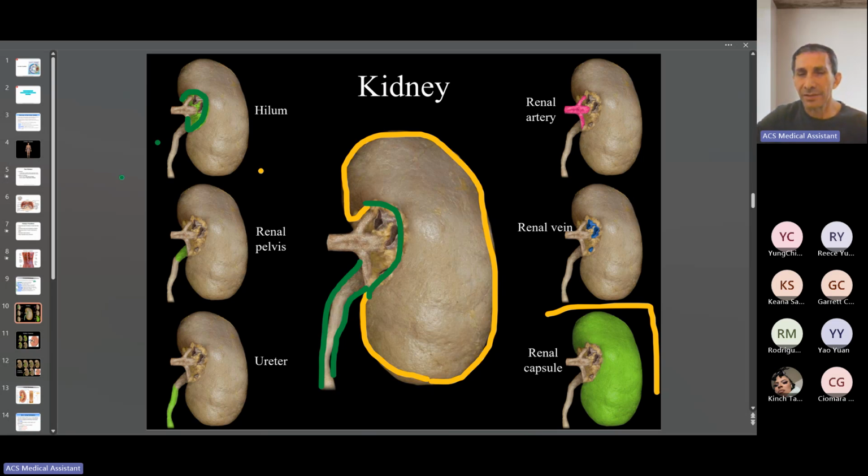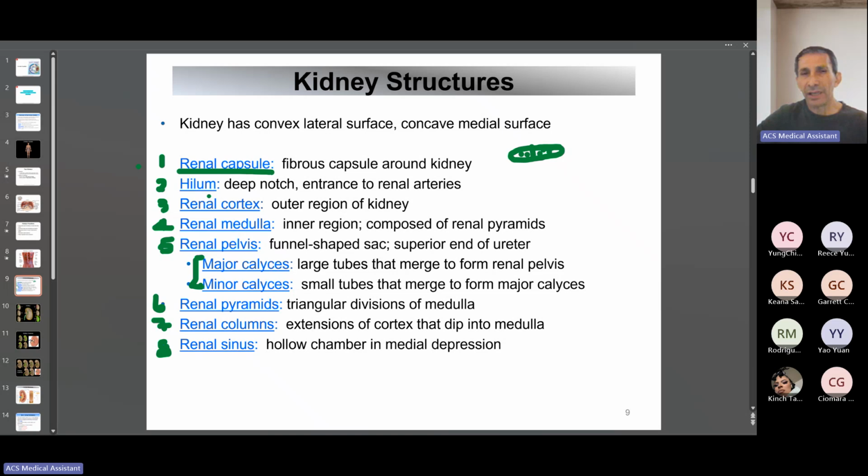So let's review that. The hilum, see, is a deep notch, the entrance for the renal arteries and the renal pelvis, or the upper part of the ureter. So that's basically what it is. So we're going to move on.